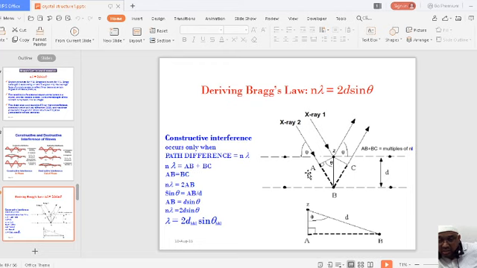See here, AB is equal to BC. You can see they are approximately equal. So AB is equal to BC. No, instead of BC, what can you write? AB. So n lambda is equal to 2AB, right?